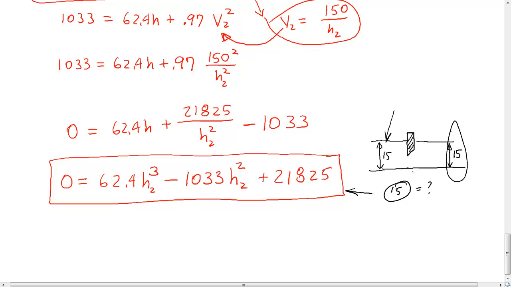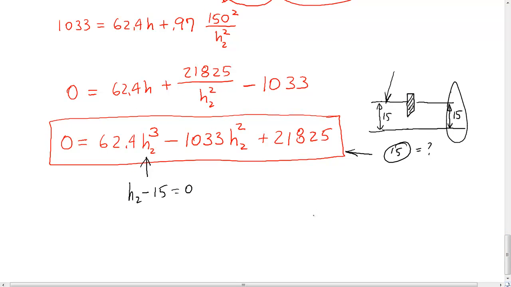Now there's another way to do this, knowing that I know one of my solutions is h2 minus 15 is equal to 0. So that's 15 is one of my roots. So I can drop this from a third order equation down to a second order equation and then use the minus b over 2a plus or minus square root of, and all this for the quadratic formula. However, most of you probably do have this in your calculator, and this is what you should come up with.